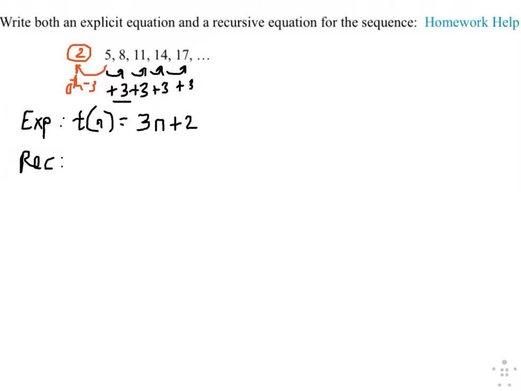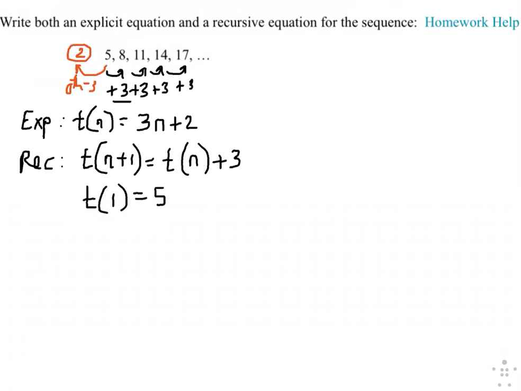Recursive would be T of the next term, T of n plus 1, equals the previous term. And what are we doing? We're adding 3 to the previous term. But remember, for the recursive, we also always have to specify what the first term is, right? Without doing that, you cannot recreate the actual sequence, right? Okay.